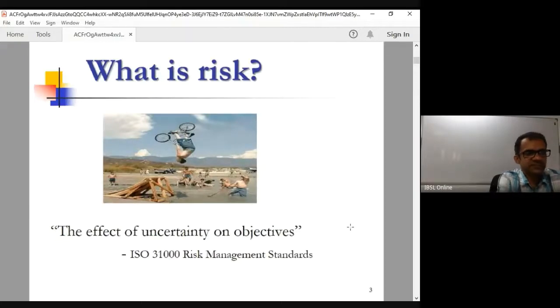So the first thing is, what is risk? According to the ISO 31000 standards, the risk management standards, they define risk as the effect of uncertainty on objectives. So we all have different objectives, and we do a lot of activities with the aim to achieve those objectives, but there may be a lot of uncertainties in between.